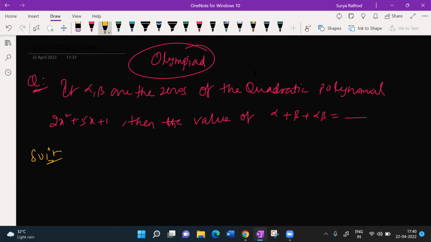Alpha plus beta is minus b by a, then alpha beta is c by a. See, alpha and beta are the zeros, I mean roots. Let's see how many of you are going to answer. I'm going to take their names. I told Kavya to answer in the chat box. I'll see how many of you are responding in the chat box.